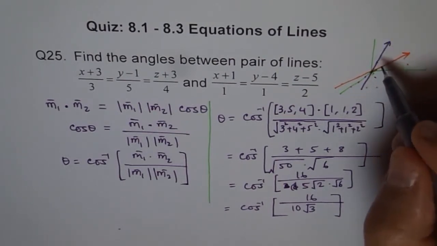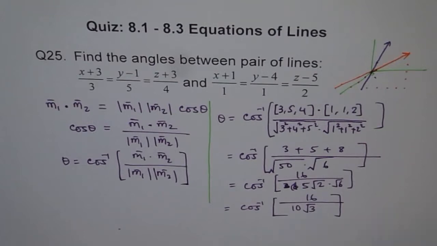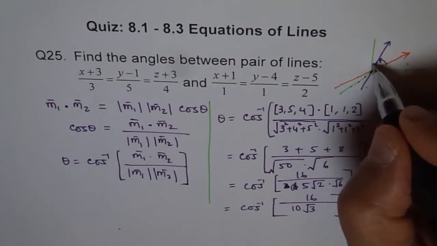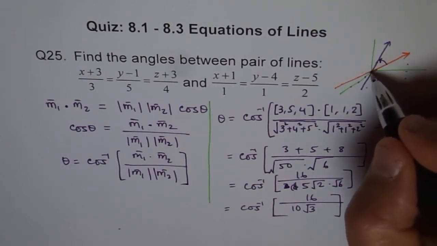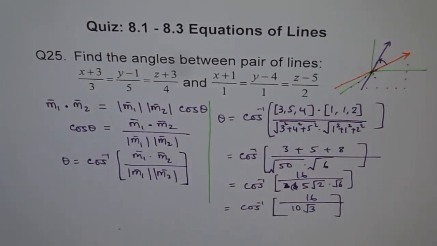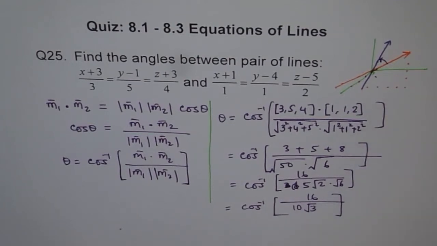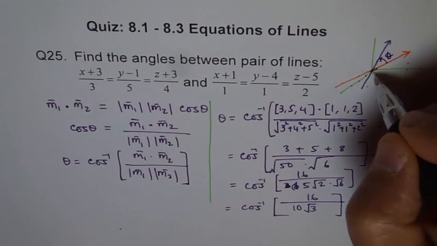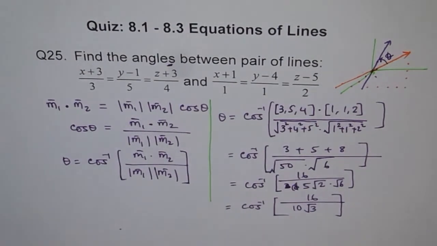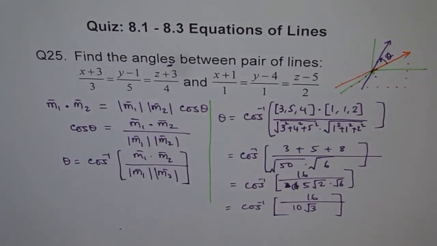So one of the angles is always the acute angle. So here we can say this angle is the acute angle, and the other angle is this. These are the two angles. So one is this angle, the other one is 180 minus that angle. Find the angles between pair of lines. That means our angles are one acute angle, the other obtuse angle, which is 180 minus that acute angle. So remember that. Let's assume this is theta, the other one is 180 minus theta. So you should mention both angles. That's the key issue. So in the next question, we have mentioned very clearly, find acute angles. Let's move on to question 26.